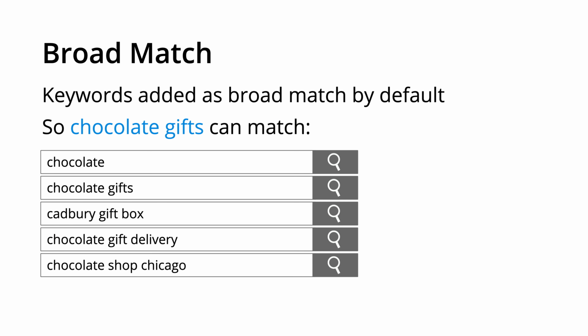As we've seen, when we add keywords, they are added as broad match by default. This match type provides the greatest coverage or reach for the keywords you are bidding on. As the name suggests, it is going to broadly match the keywords to what people are searching for on Google. So if we were bidding on chocolate gifts, our ads could appear as people search for chocolate, chocolate gifts, Cadbury gift box, chocolate gift delivery, and chocolate shop Chicago. All of these search queries broadly relate to the keyword chocolate gifts. So this is the default match type in Google Ads.